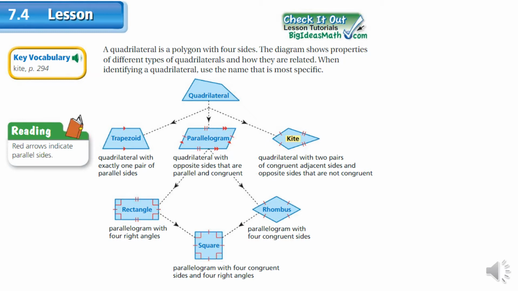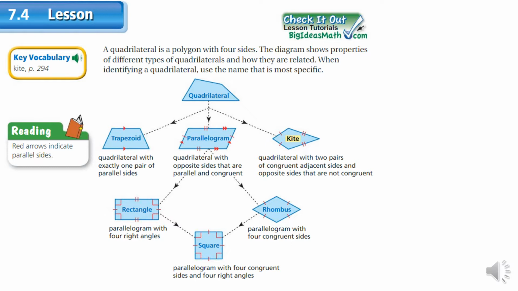If we make all four sides the same, then we have a rhombus. So the opposite sides are still parallel and congruent. We have a rhombus. It just happens that all four sides are exactly the same as well. And when we take the idea of the right angles and the congruent sides and put them together, you can get a square out of that. A square has the opposite sides parallel and congruent, four right angles, and four congruent sides.